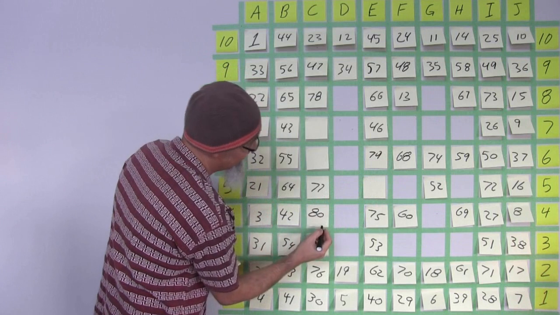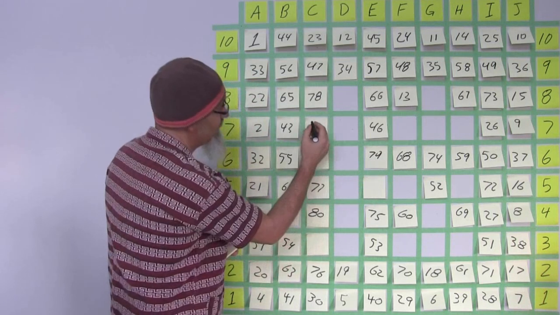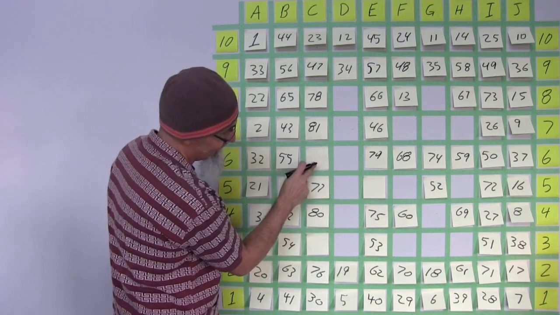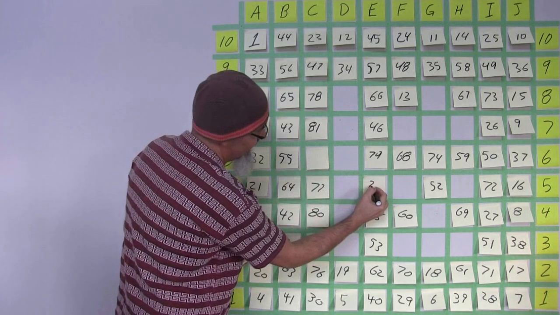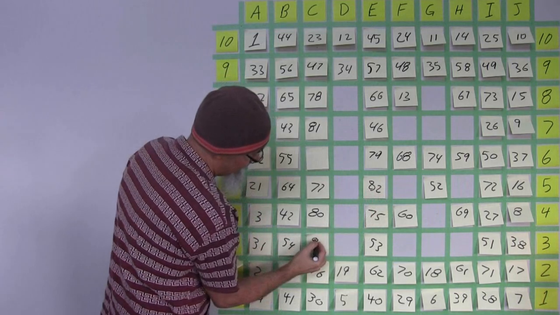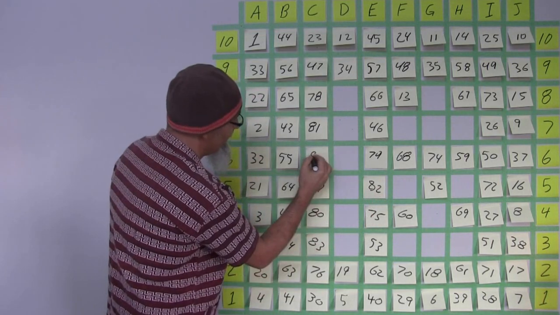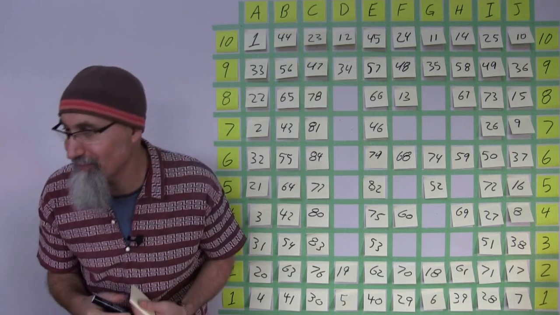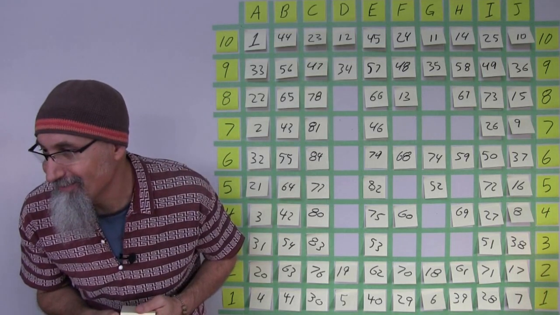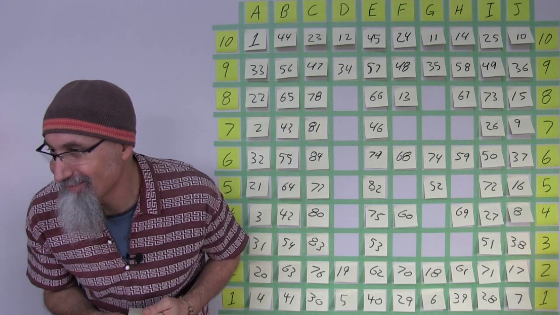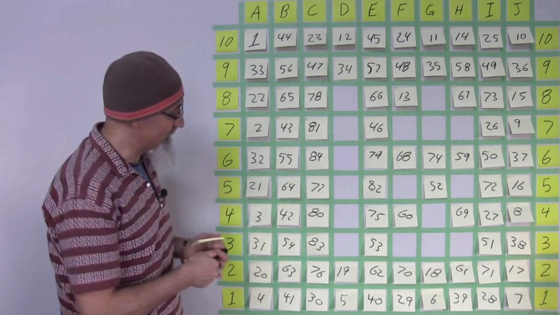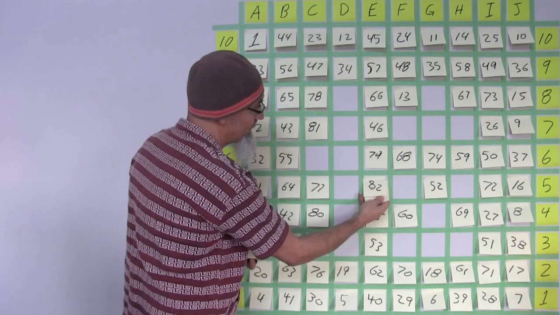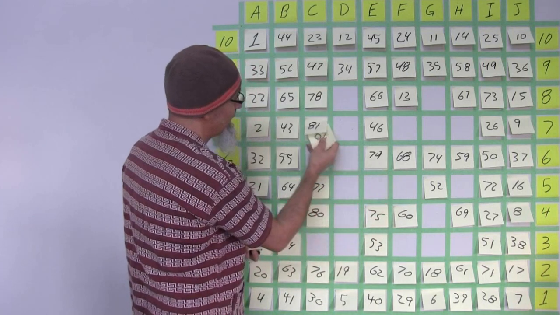79, 80, 81. Oh no, this one doesn't. That's right. 82, 83, 84, if we do this, we're stuck. Right, let me look at it on the map. We can't do that. We're gonna get stuck on that one, so we gotta backtrack this. 84, 83, 82, 81.